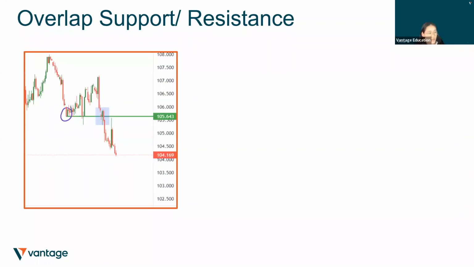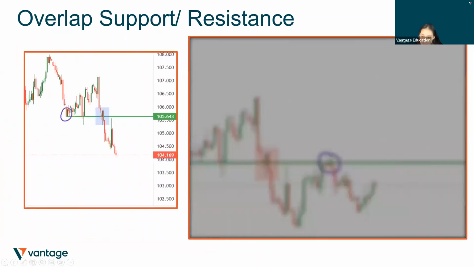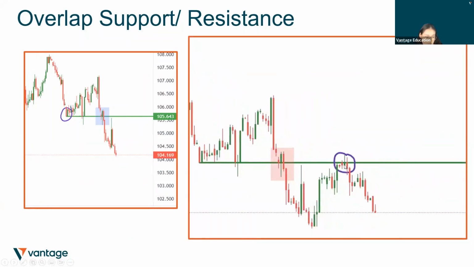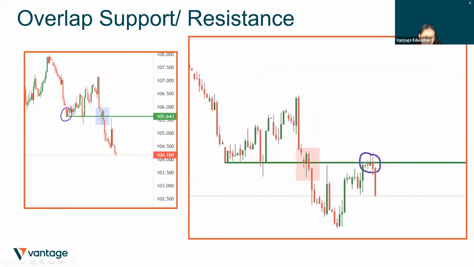Okay, so let's look at an example. So over here, the swing low support becomes a pullback resistance once price breaks the support at 105.643. So you can see the blue area, once it passes through, it becomes a pullback resistance. Here we can see how price retraced or rather pulled back to this same area. And once it reverses off of this circle, it is now an overlap resistance.